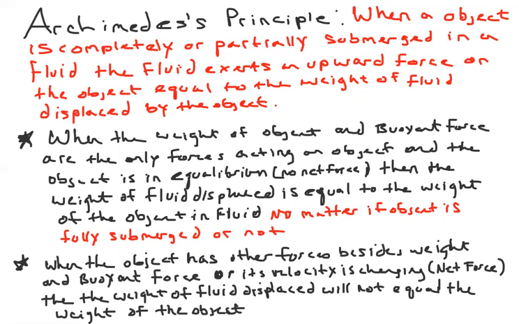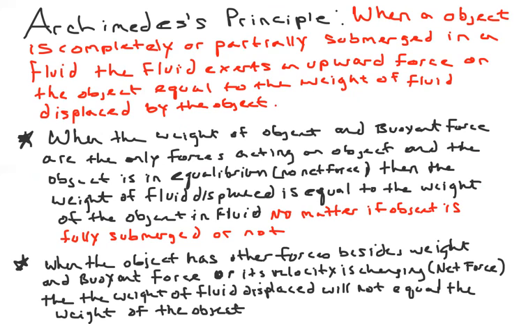The first one is that when the weight of the object and the buoyant force are the only forces acting on an object, and the object is in equilibrium, which means no net force, then the weight of the fluid displaced is equal to the weight of the object in the fluid, okay? A lot of students think that the weight of the fluid displaced is always equal to the weight of the object, and it's not. That's a big misconception. It's just sometimes. And when's that sometime?